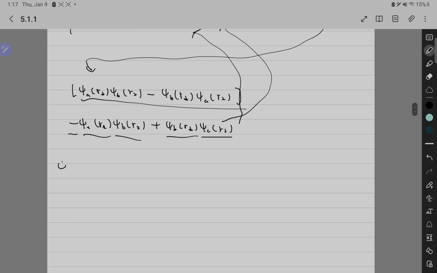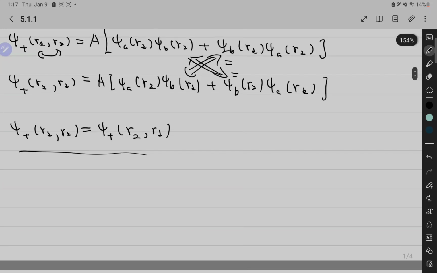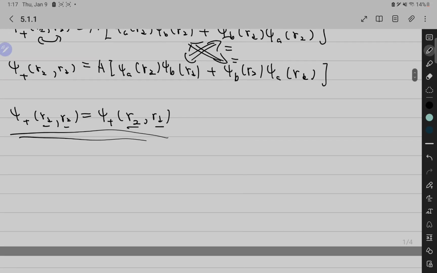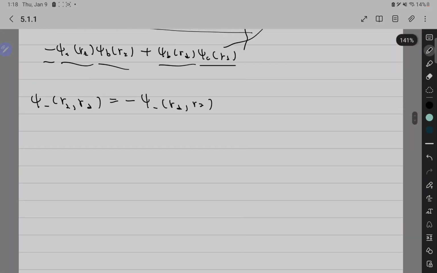So in this case, psi of r2 r1 is equal to negative psi of r1 r2. This is unlike bosons, because remember that for bosons, when you swap r1 and r2, the spatial coordinates for particles 1 and 2, it doesn't change anything. But for the case of fermions, it does. When you swap these two, you need to change the sign, and they're opposite of each other.